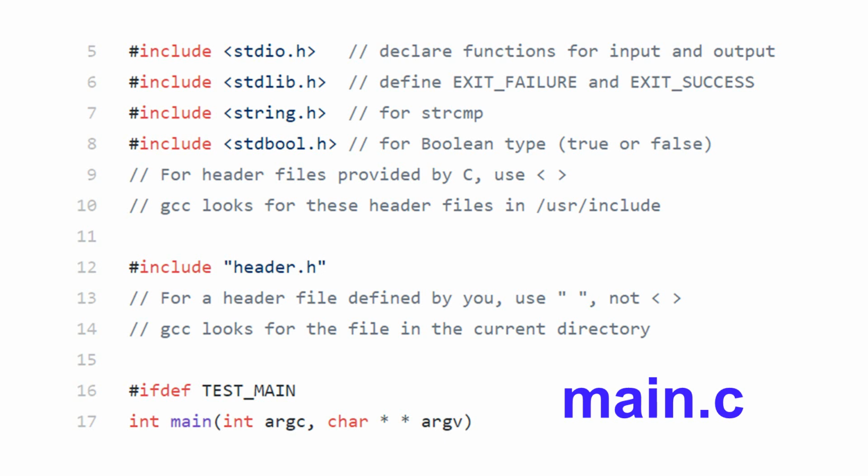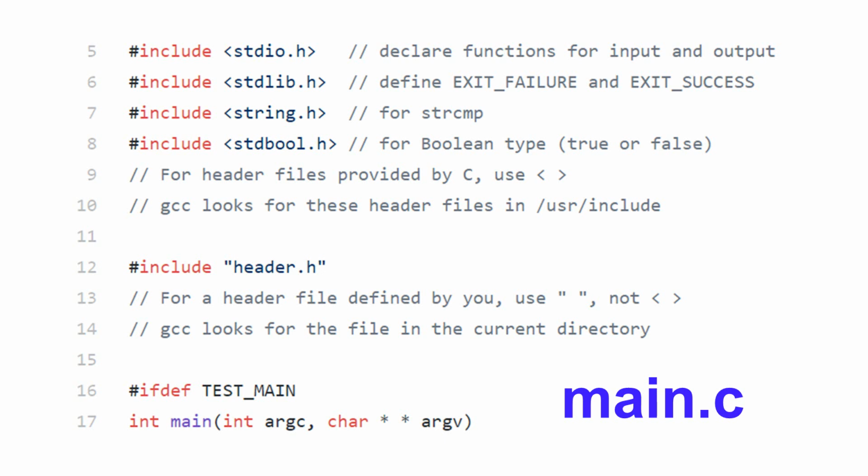In typical Linux settings, these header files should be stored in the directory /usr/include. At line 12, this file includes another header file. This file is defined by our own program, not the C language. Please notice that this header file's name is enclosed by quotation marks.